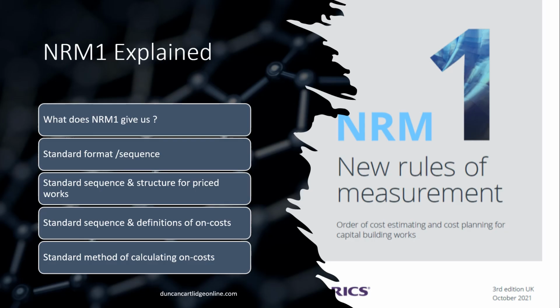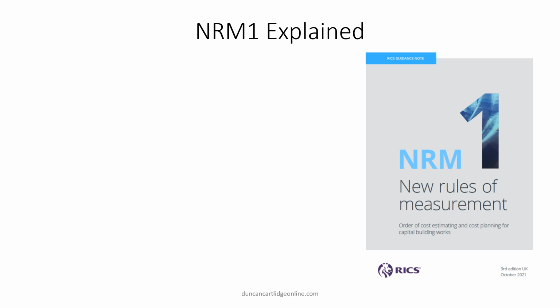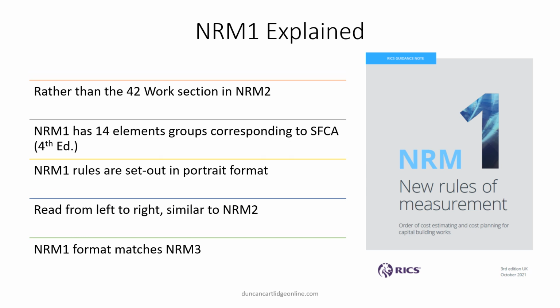So enter NRM1. It sets out guidance and standard structures for preparing and presenting cost information to clients. But remember, NRM1 is not mandatory. It is only guidance. Unlike NRM2, with which you may be familiar, NRM1 is arranged in 14 elemental groups corresponding to the BCIS standard form of cost analysis. Apart from that, the general layout is similar to NRM2, as will be demonstrated later.